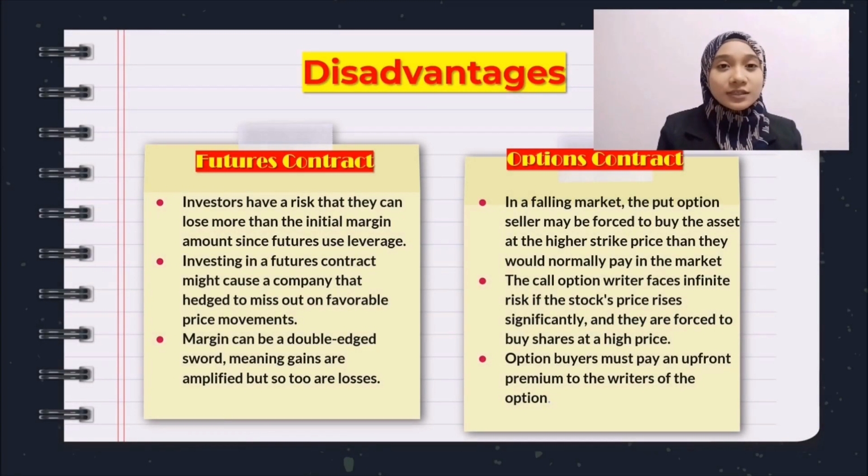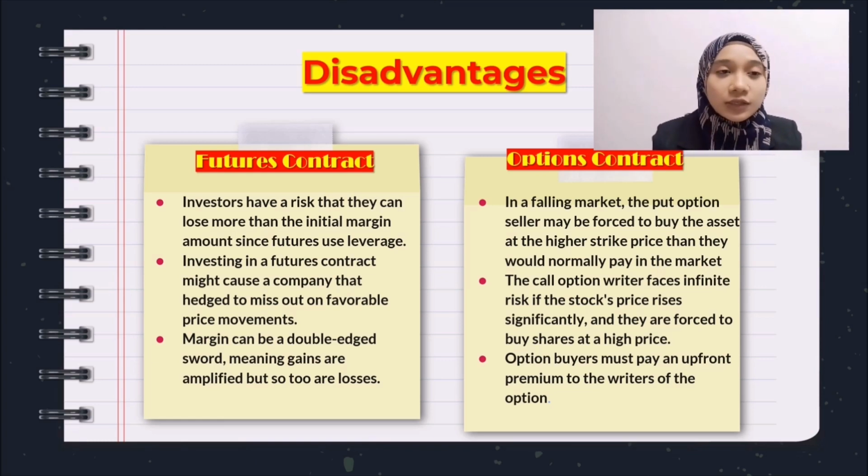So we proceed to the disadvantages of the futures contract and option contract. For the futures contract, the disadvantage is that investors have a risk that they can lose more than the initial margin amount since futures are leveraged. The second one, investing in a futures contract might cause a company that hedged to miss out on favorable price movement. Margin can be a double-edged sword, meaning gains are amplified but so too are losses.